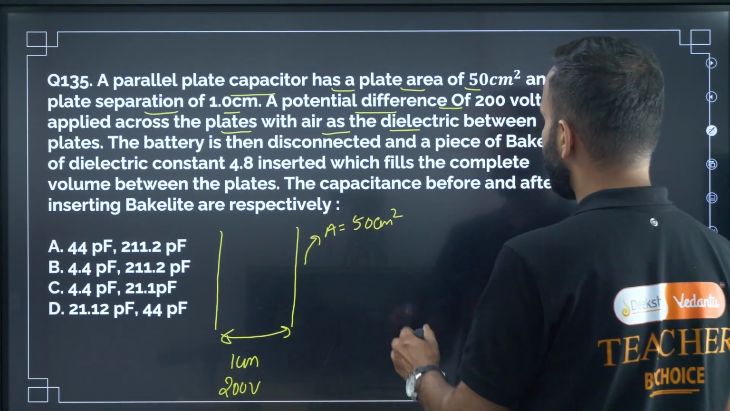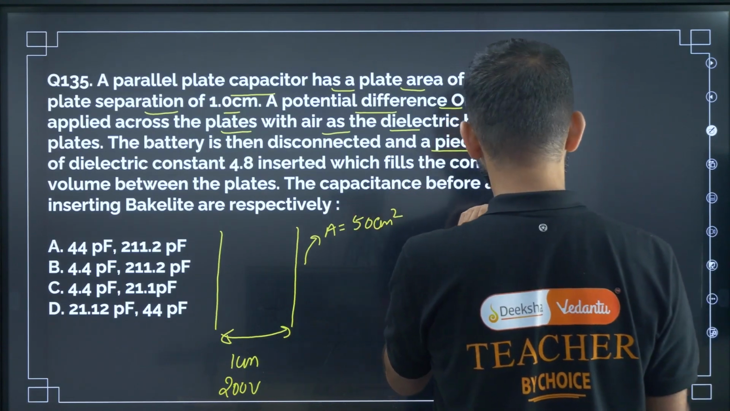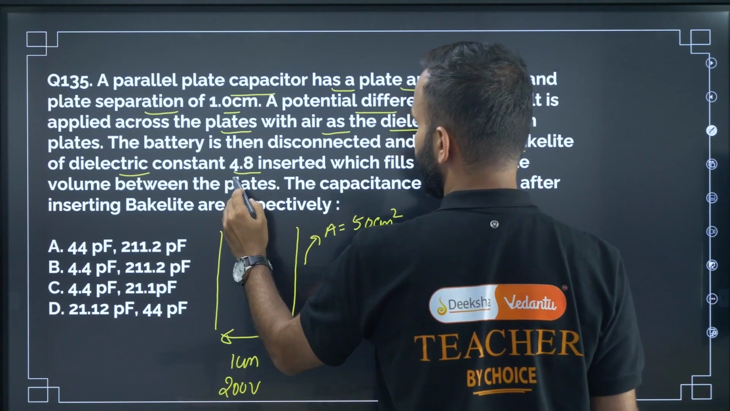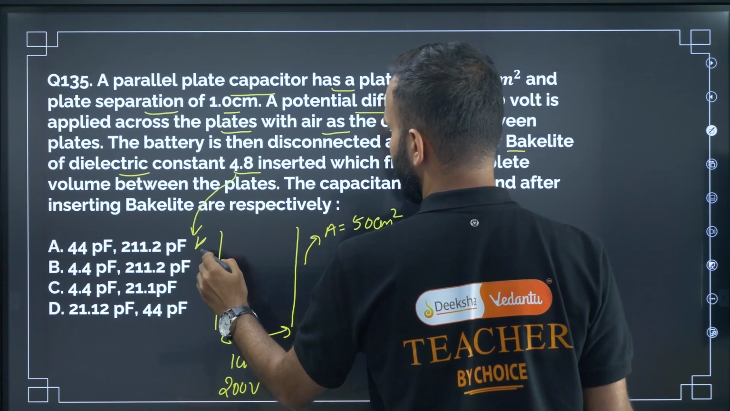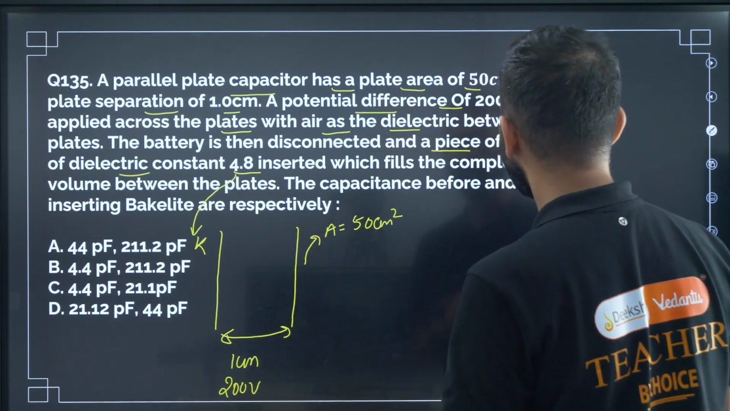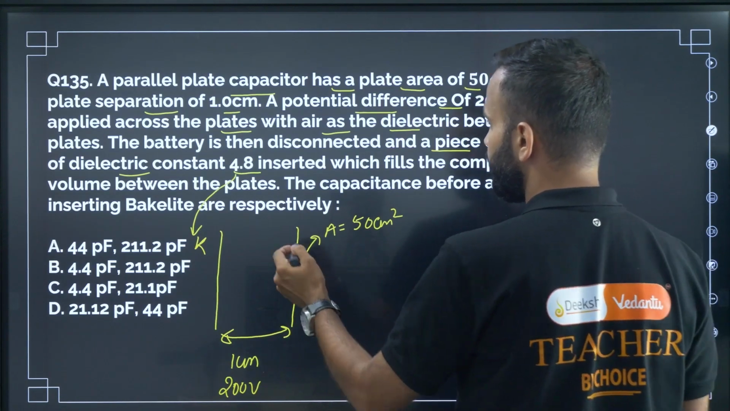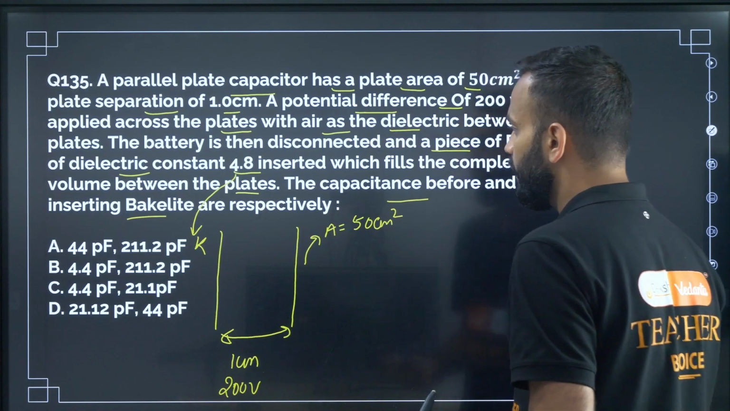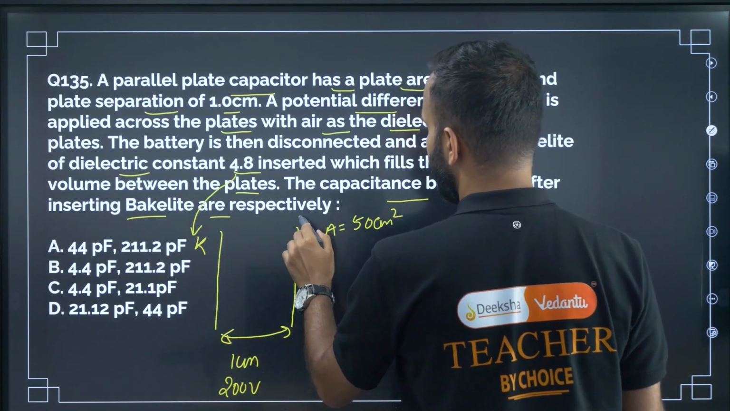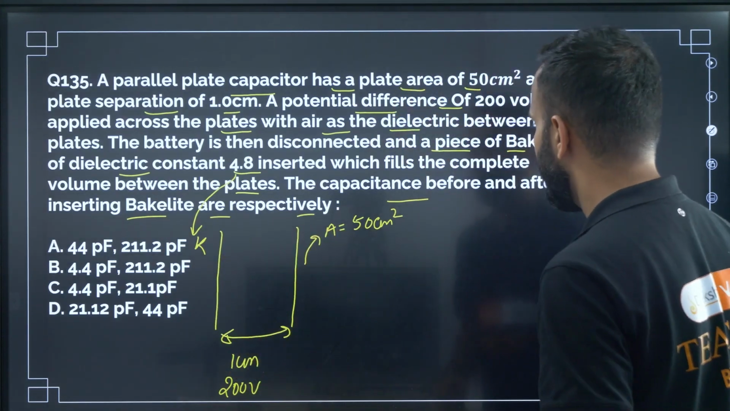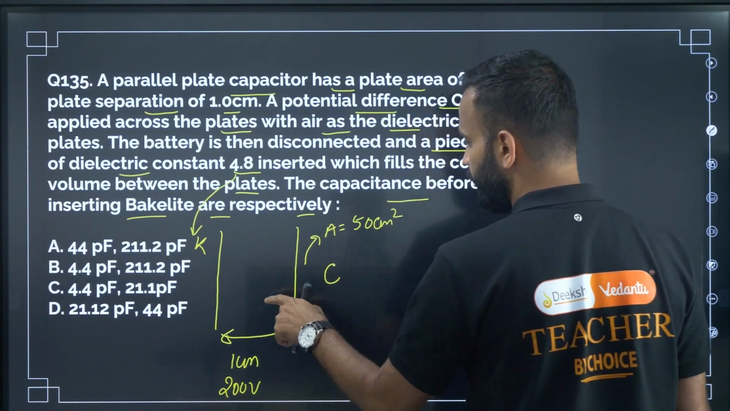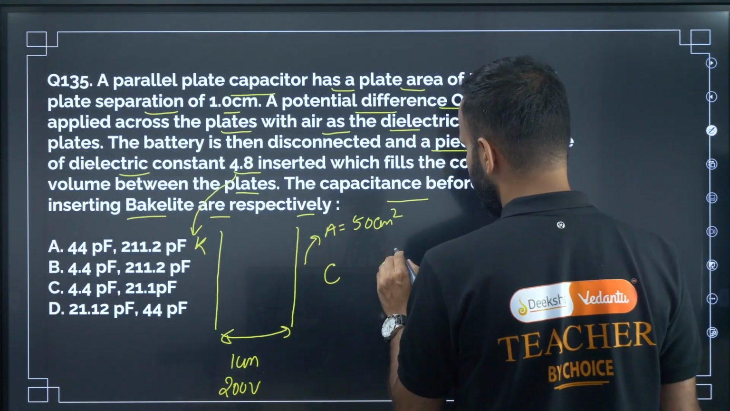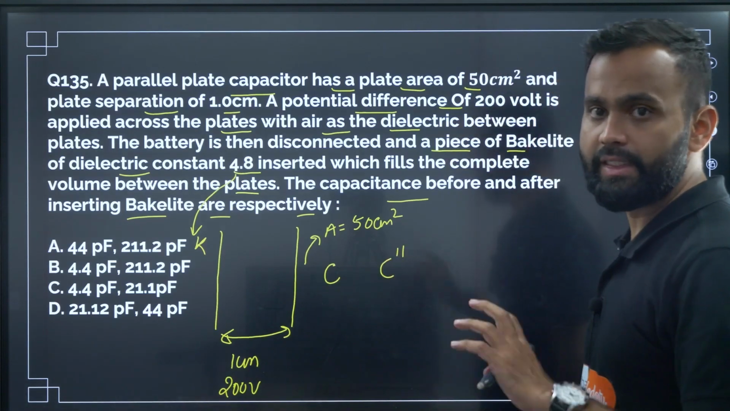The battery is then disconnected and a piece of bakelite of dielectric constant 4.8, so here the value of K is equal to 4.8, is inserted, which fills the complete volume between the plates. The capacitance before and after inserting bakelite are respectively. That is, we need to find the capacitance of the parallel plate capacitor when there is no dielectric, and the capacitance of the capacitor when there is a dielectric.